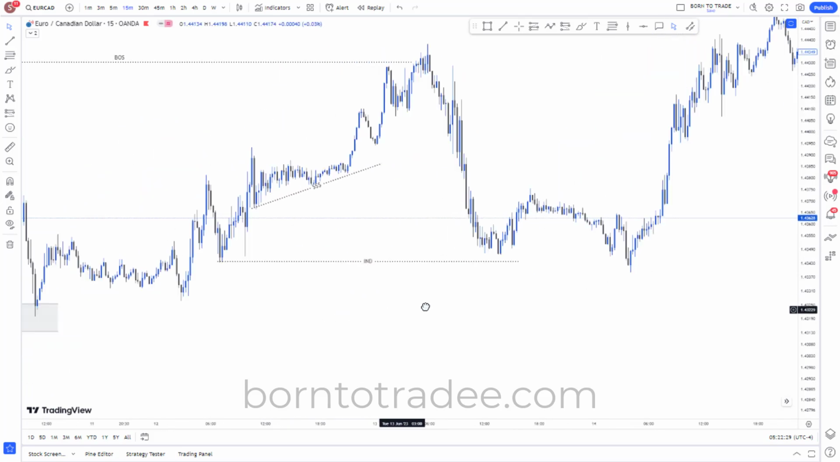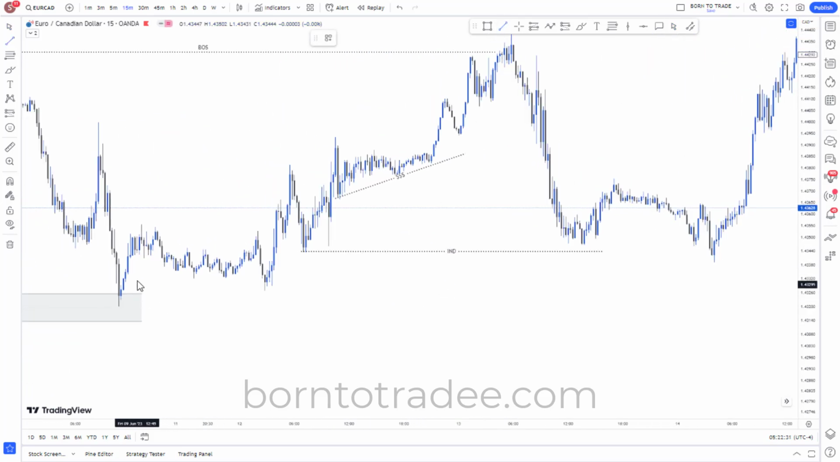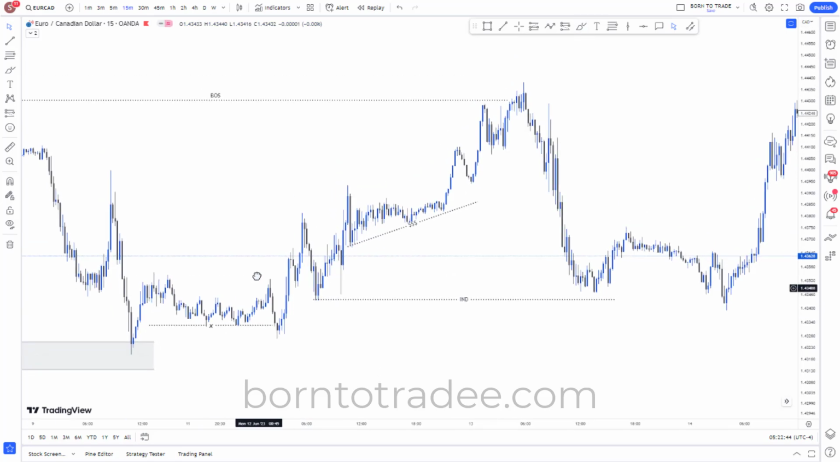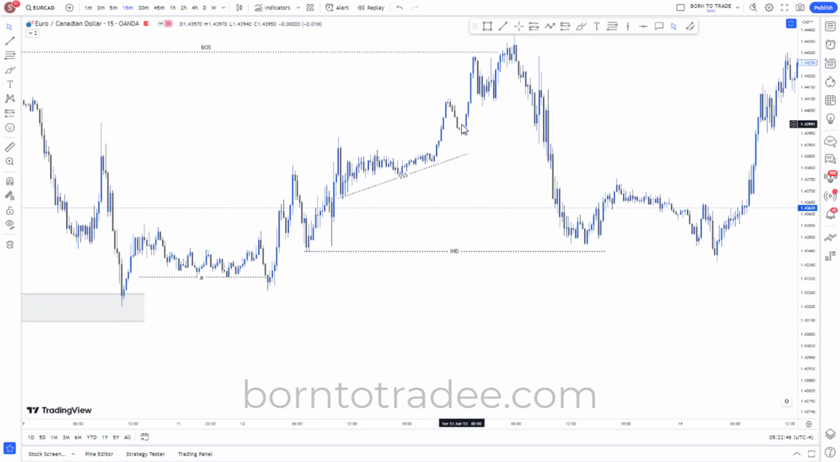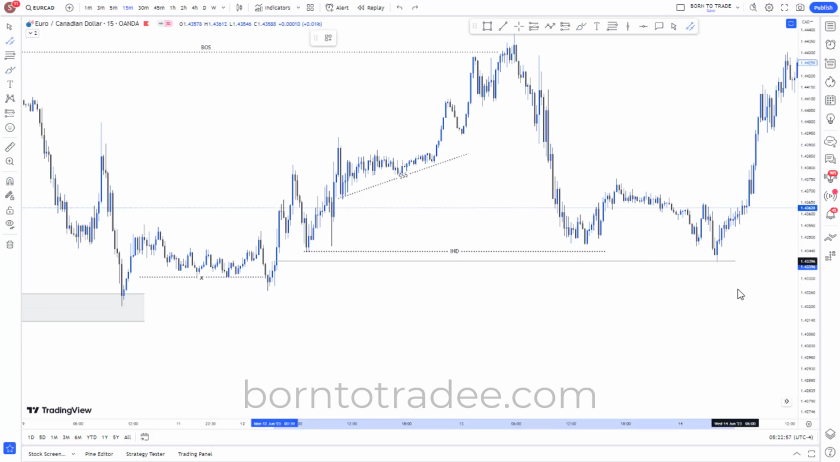If I zoom in a little more, you can see that we have a liquidity sweep right here. The candles that swept this liquidity, I can call them my valid order block. So this series of candles that swept the liquidity, I can call them my order block, but for the purpose of this video, I'm going to refine my order block to this single candle over here.